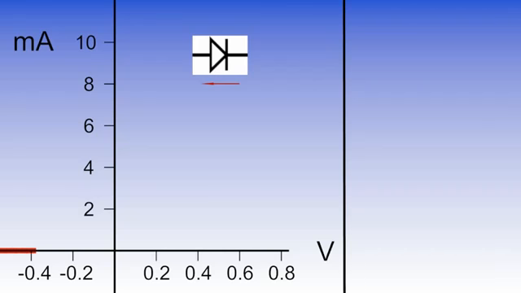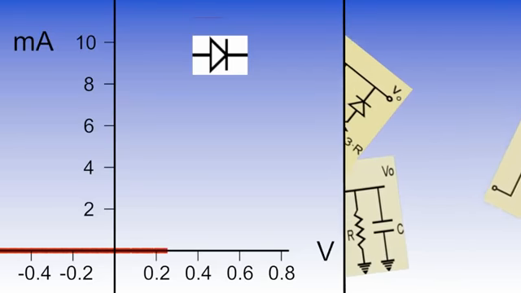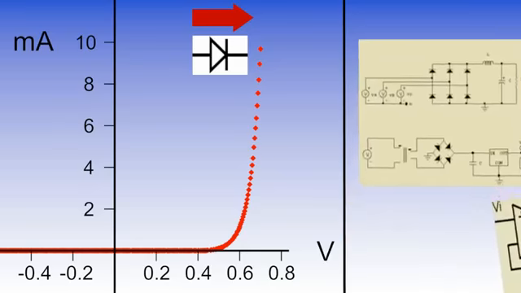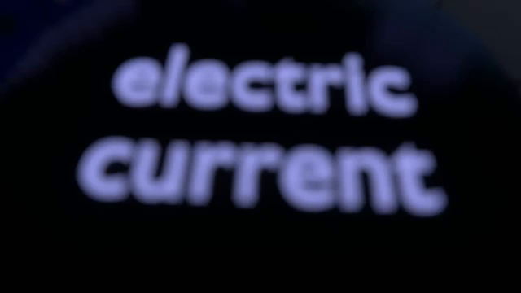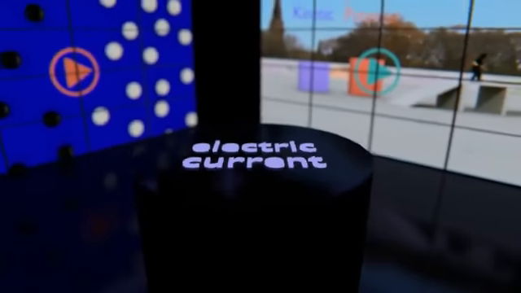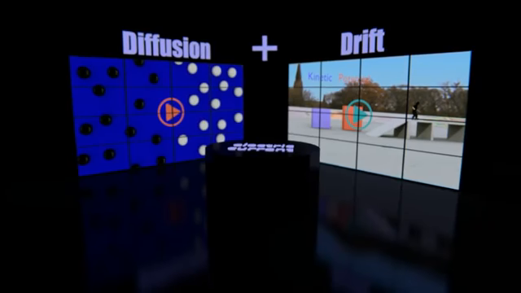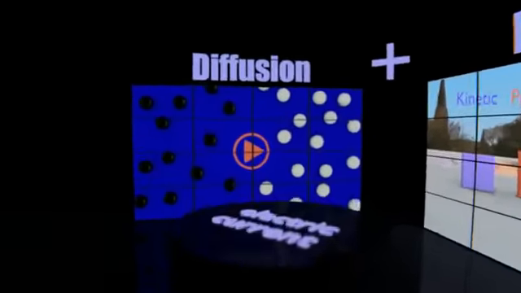The p-n junction shows this asymmetric behavior. The current can flow in one direction, but not in the other. This is a peculiar behavior which enables a wide spectrum of applications in circuits. To understand this particular feature of the p-n junction, we must consider 2 mechanisms that create an electric current: the diffusion mechanism and the drift mechanism.